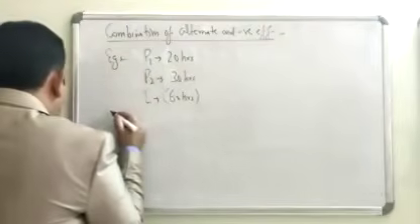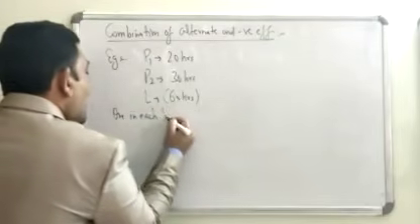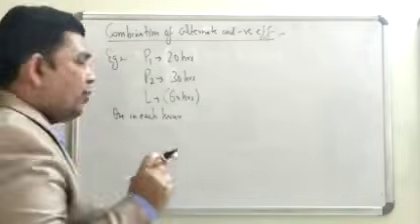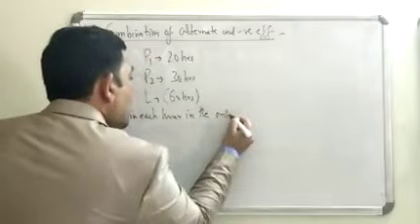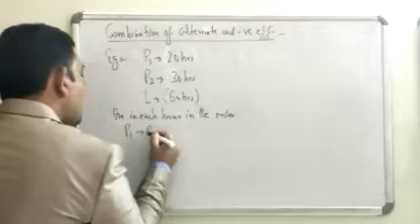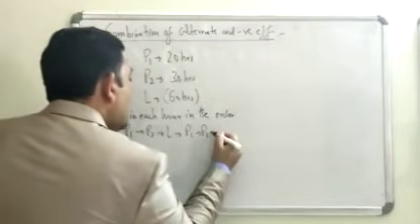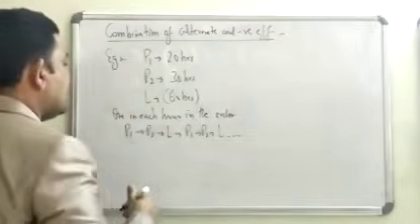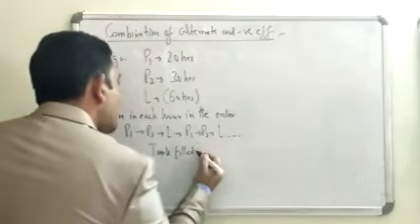Now, they are working one in each hour. You must listen very carefully. They are working one in each hour in the order P1, then P2, then leak, then again P1, then P2, then leak, and so on. What is the question? In how much time will the tank get filled?